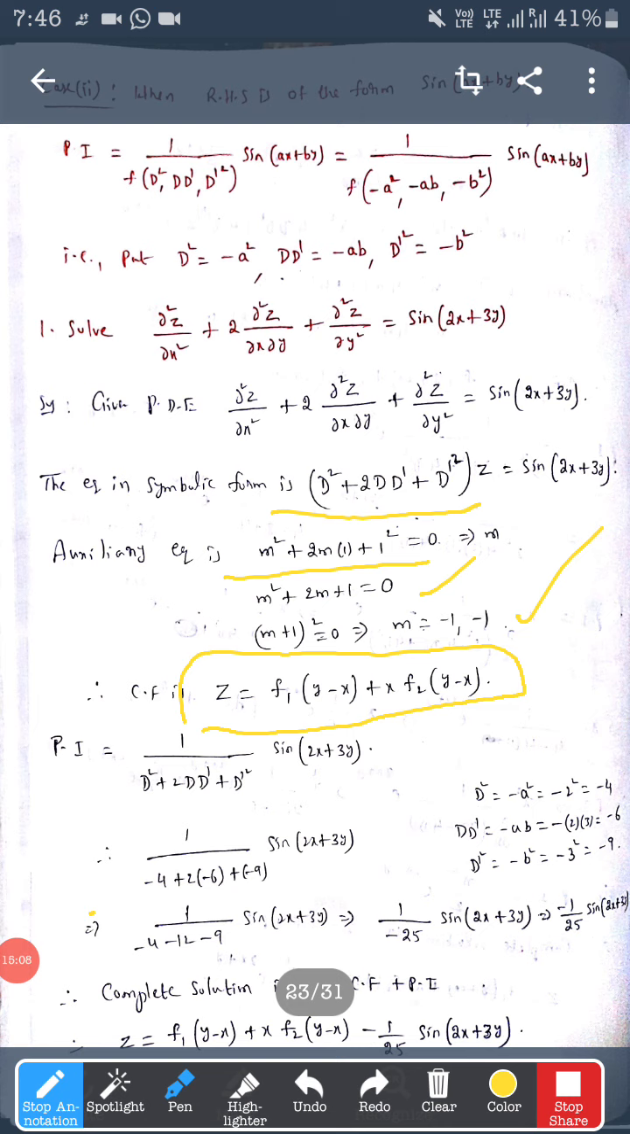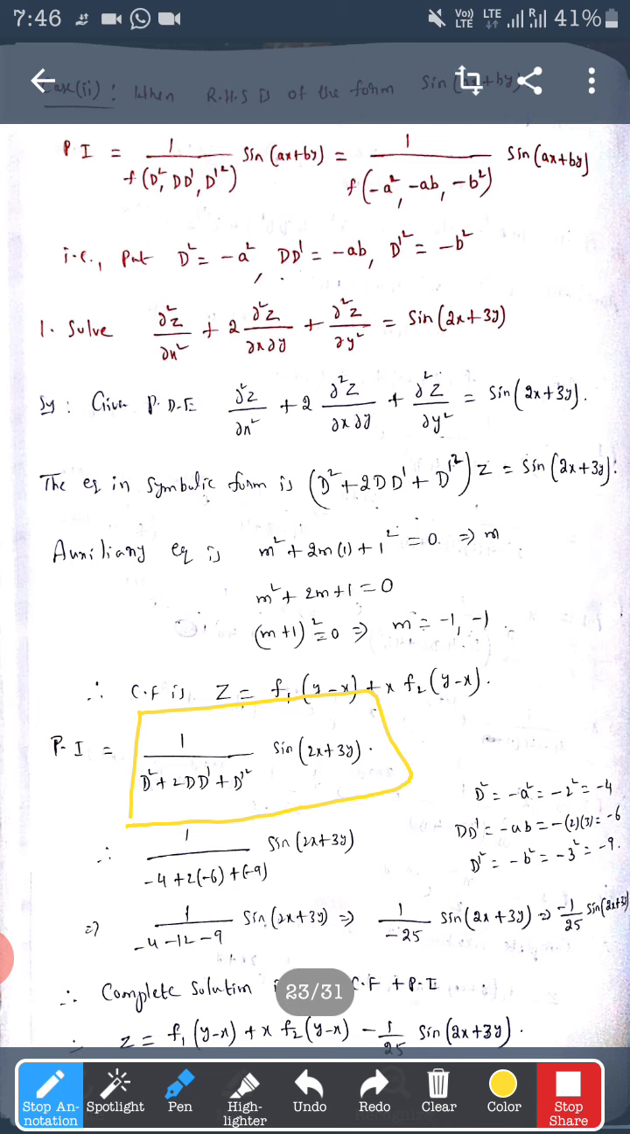Therefore, PI is equal to 1 by (D² + 2DD' + D'²) into sin(2x + 3y). Here, observe: in this problem, the right side is sin(ax + by), so a is equal to 2, b is equal to 3. Therefore, D² is equal to minus a², and DD' is equal to minus ab. Be careful in this problem.